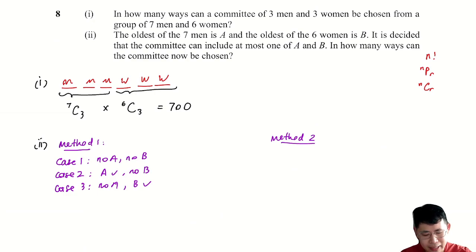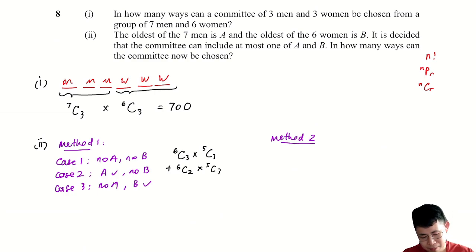Sorry, let's elaborate a little bit more on method 1. For no A and no B, out of 7 men we have 6 men left, choose 3. Then we have 6 women, so 5 left, choose 3. Plus the second case, the one with A: A is there, but out of the 6 remaining men, we choose 2. And out of the 5 remaining women, because we are not choosing B as well, we choose 3.